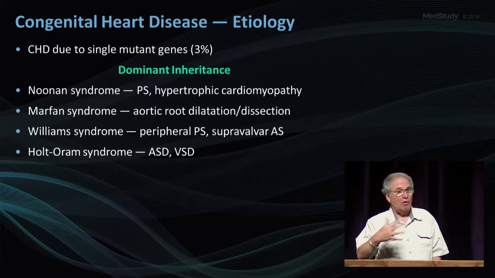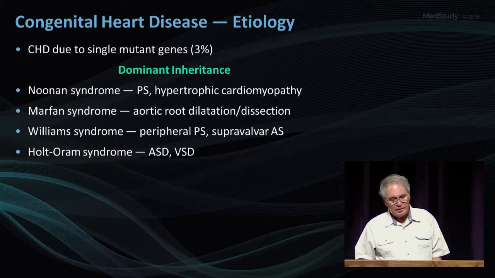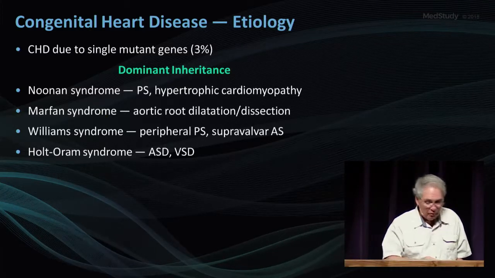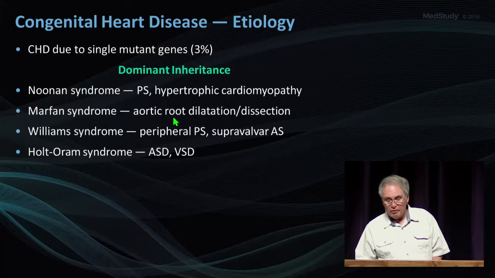Okay, moving on, the cause, the etiology of congenital heart disease. Some are due to single mutant genes. And we know what these genes are often, okay? Some of them are inherited in a dominant fashion. Noonan syndrome, okay? Characterized by pulmonic stenosis. And in the newborn period, hypertrophic cardiomyopathy is a single mutant gene. Marfan syndrome, mutation of the fibrillin gene, okay? Causes aortic root dilatation and aortic dissection.